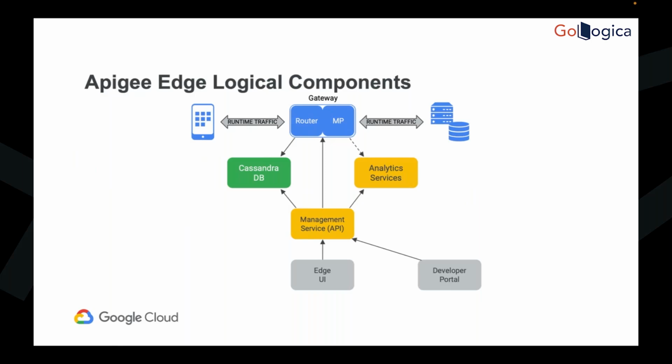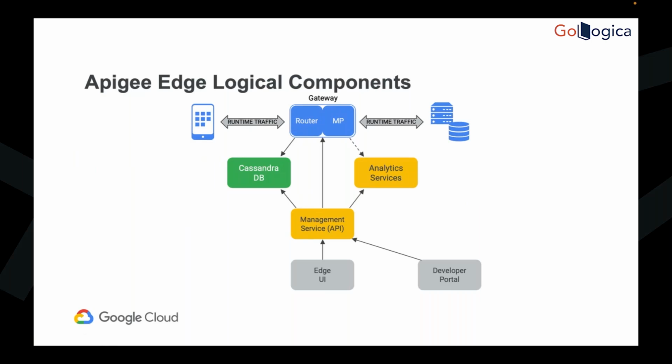Now logically, APG Edge has multiple components. In APG there are multiple components which build the whole platform. When the request comes from the client, the runtime traffic, in the main gateway component there are two parts. One is the router, and one is the message processor, MP. The router is nothing but Nginx. They use Nginx as the router.